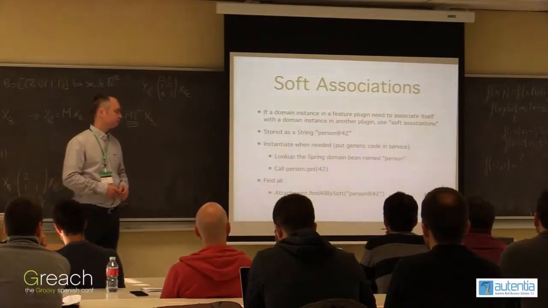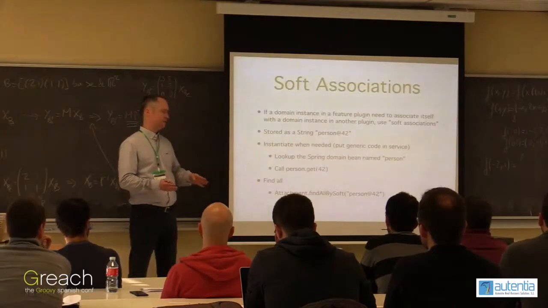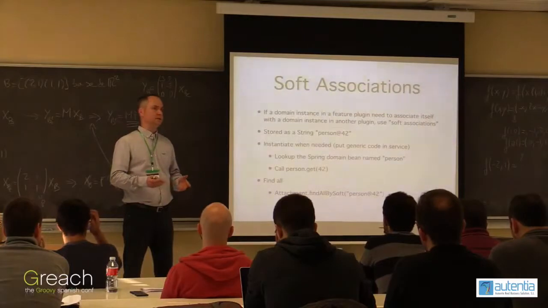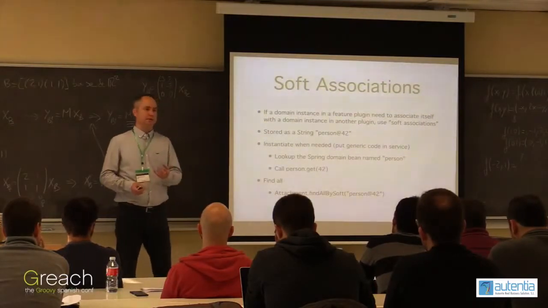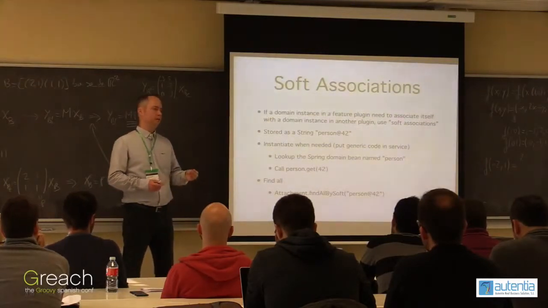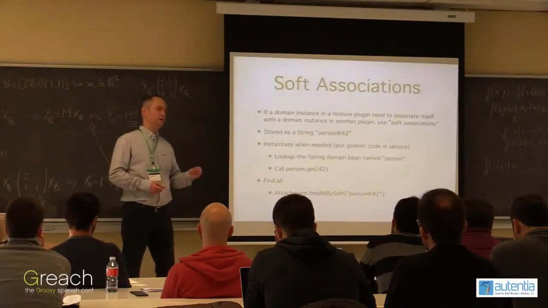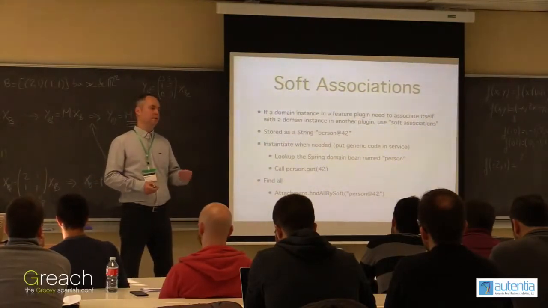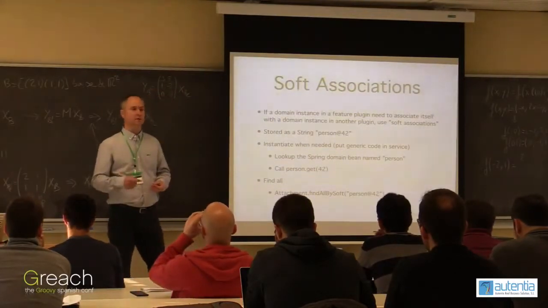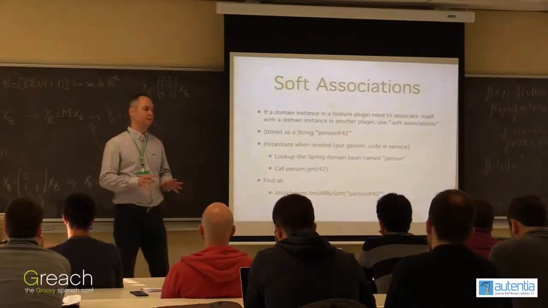So if we want to refer to a specific person, as in this example, this is a document that we want to store connected to a person. We don't want to have an association from the document domain to a person domain, because that would be too limited. Because if you want to attach the document to a project, we must have an association with the project. So there's a lot of associations that we don't want.